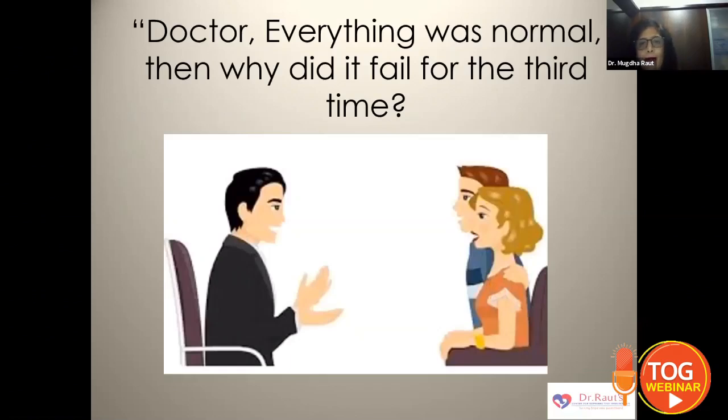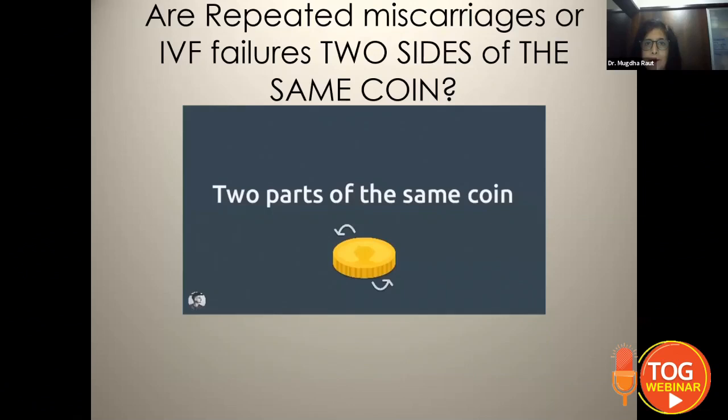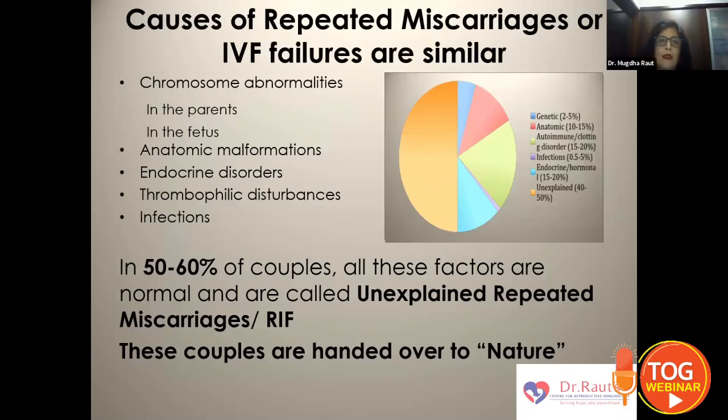So now after they come to you for the 3rd time, they say everything was normal, doctor, till now. Embryos were good, everything was fine, all our reports are fine. Then why did it fail again the 3rd time? Why did we miscarry the 3rd time? So we need to find out whether repeated miscarriages or IVF failures are 2 sides of the same coin.